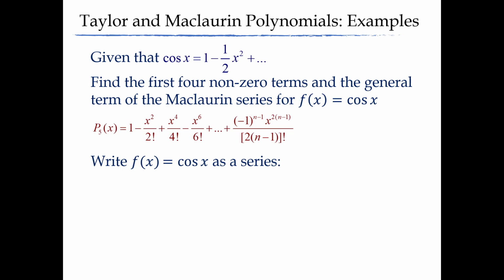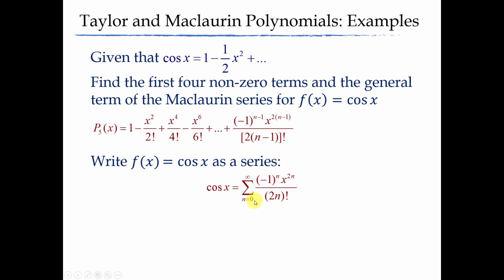So let's go ahead and write cosine of x as a series. If we write it as a series, it's going to become the summation as n goes from 0 to infinity of negative 1 to the nth power times x to the 2nth power all over 2n factorial. Now you might ask, can't we just do a summation of the nth term? And the answer is yes. You just have to be careful what value you're starting at.